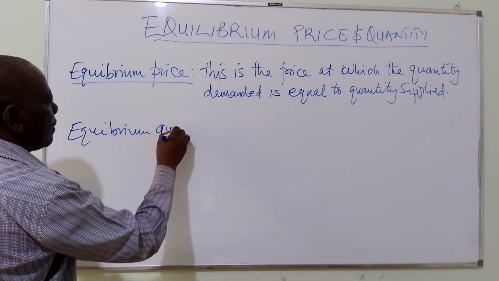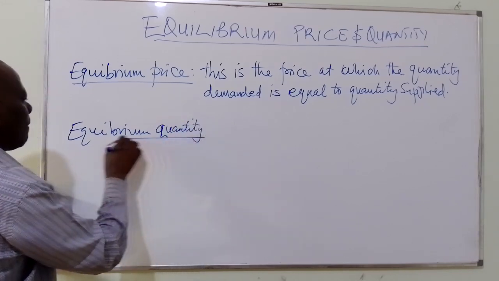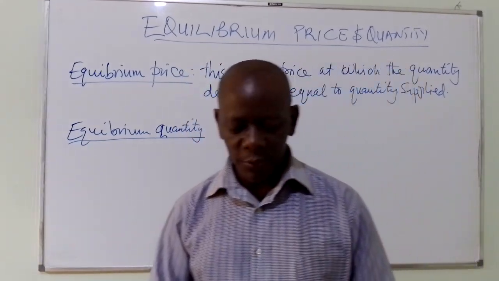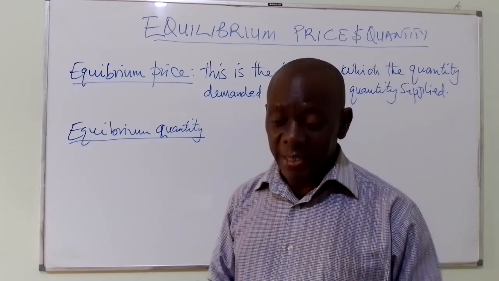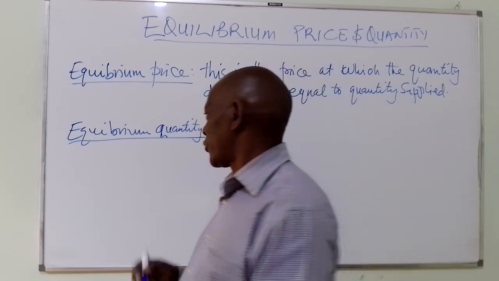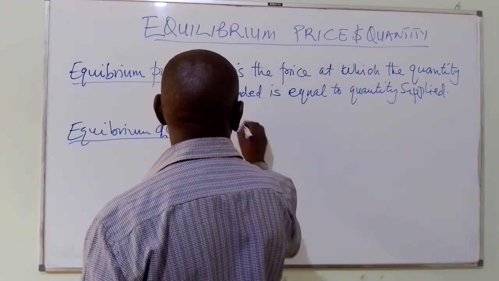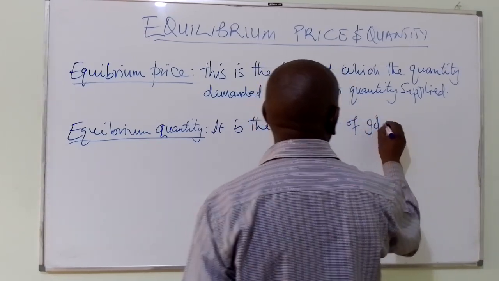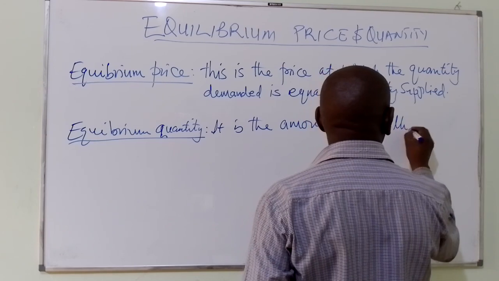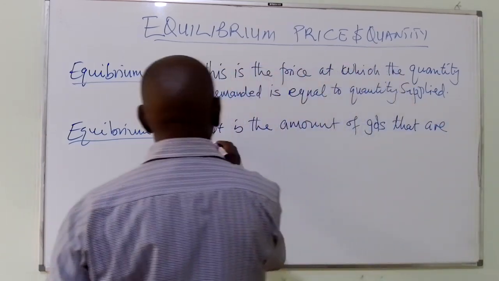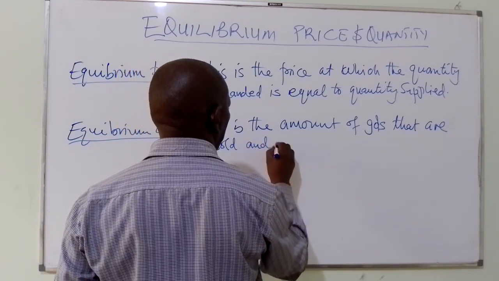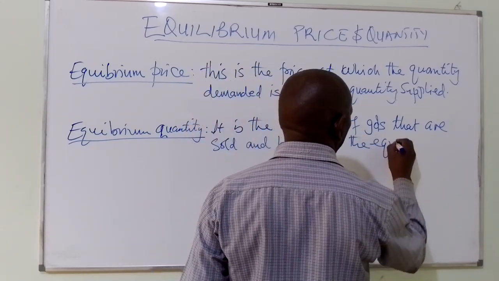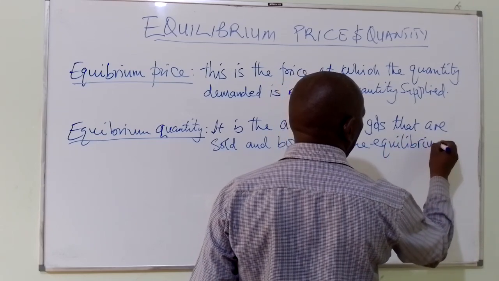Now we have equilibrium quantity. What is equilibrium quantity? This is the amount of goods that is bought and sold at an equilibrium price. So here we say it is the amount of goods that are sold and bought at the equilibrium price.